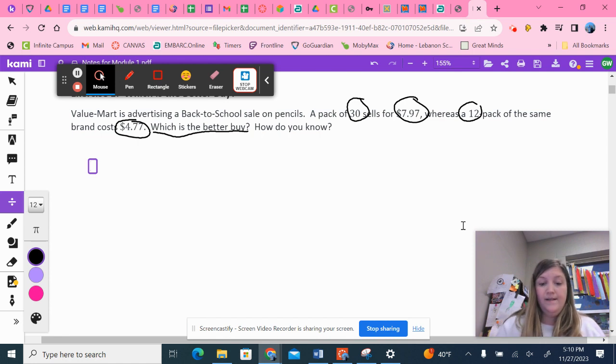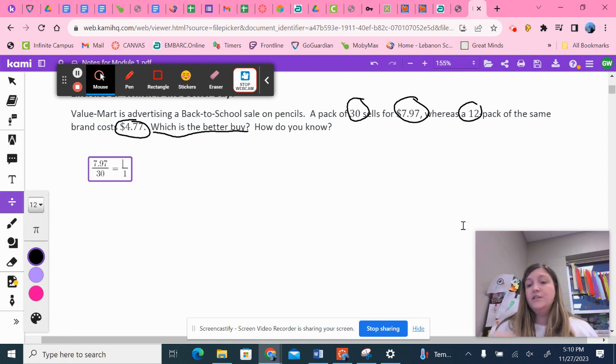So we're going to say $7.97 to 30. Why is it being weird? Okay, $7.97. There you go, to 30. So this is our first ratio, $7.97 to 30. Now what we want to do is find out the price for every one pencil.